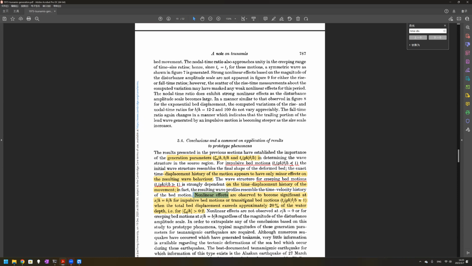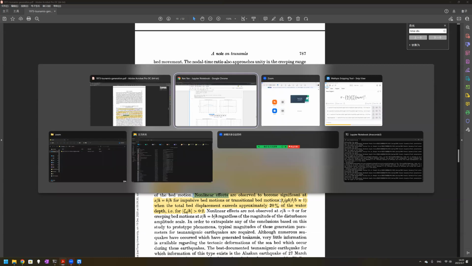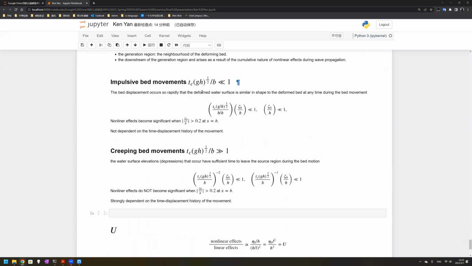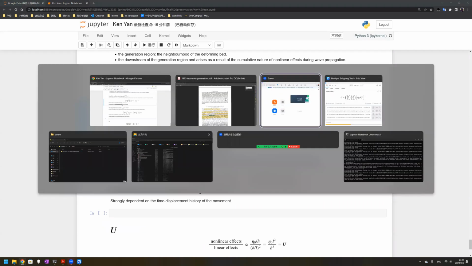only for impulsive or transitional bed motions where the time size ratio is smaller or equal to 1, and given the bed displacement must be exceeding 20% of the total depth of the ocean. So here's the conclusion I've written. For impulsive and creeping, nonlinear effects become significant when the elevation is large and not dependent on time displacement. This is the applicability of the linear theory, and that's the same thing for creeping bed movements.